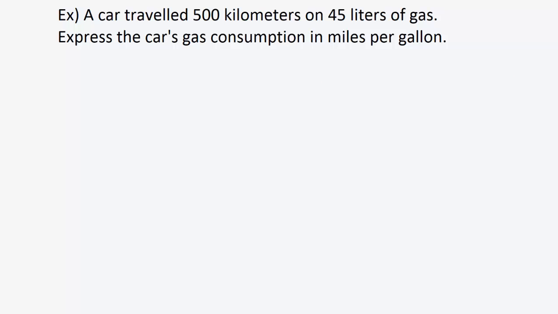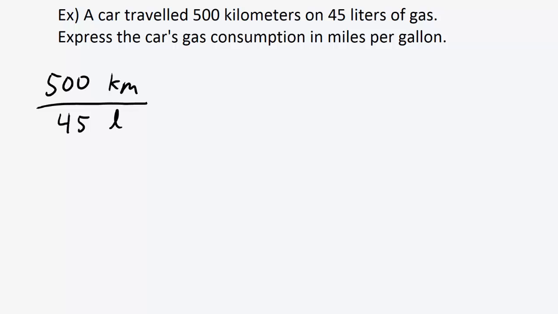Some conversions require several steps. We can use a method called dimensional analysis for doing more complicated conversions. This method is completely different because we are not going to set up a proportion. A car traveled 500 kilometers on 45 liters of gas. Express the car's gas consumption in miles per gallon. Let's write this information as a ratio, 500 kilometers to 45 liters.